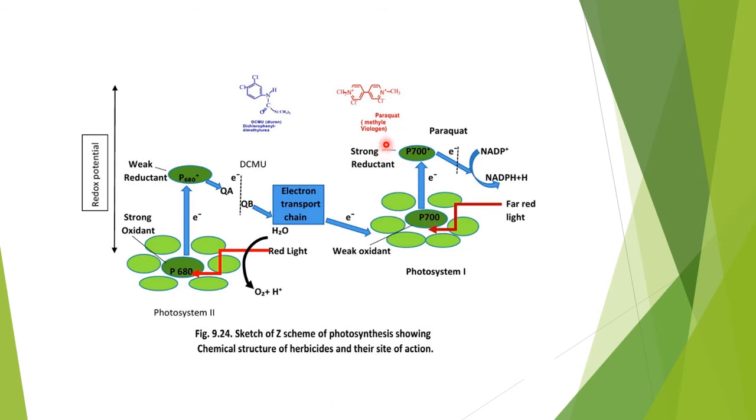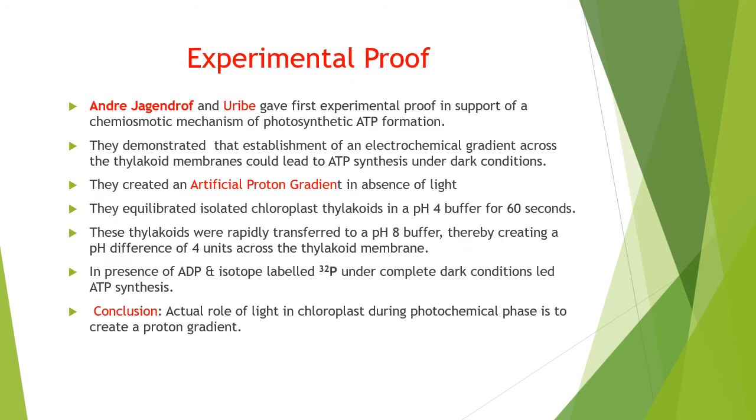Likewise, the paraquat or the methyl viologen blocks here at ferredoxin. It blocks the electrons here and reacts with the oxygen, forming a reactive species of the oxygen that will damage the lipids of the chloroplast membrane. So there will be no photosynthesis. Once there is no generation of the assimilatory power, the plant turns weak, and that's the basic idea behind the herbicides. What is the experimental proof or the direct proof towards the photophosphorylation?